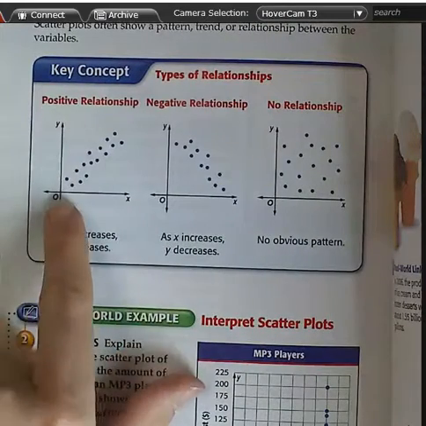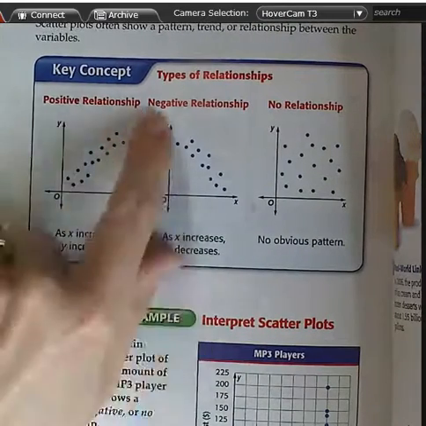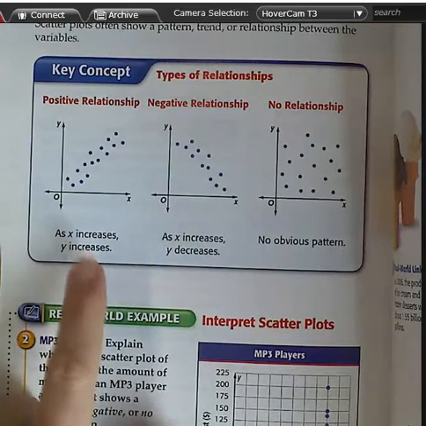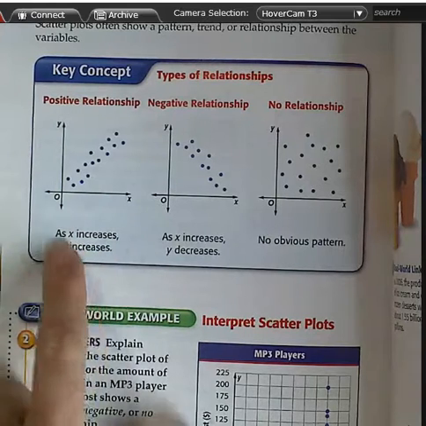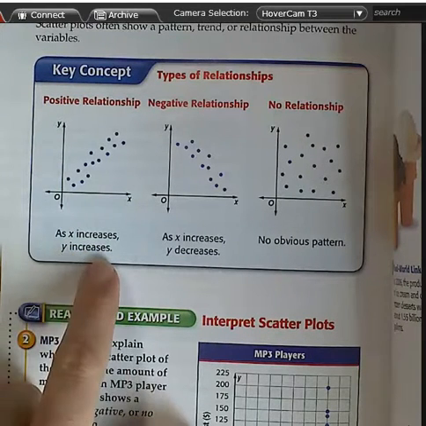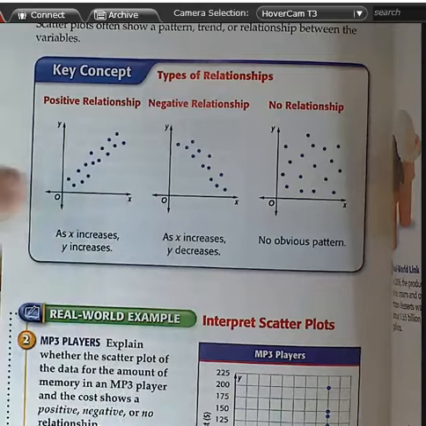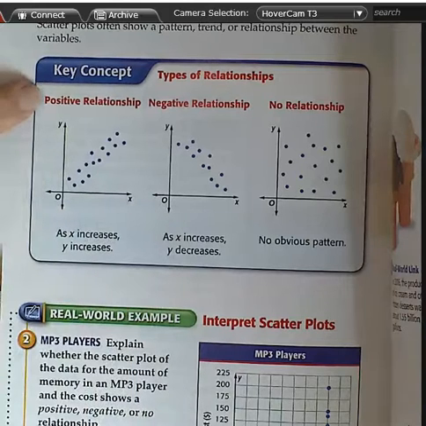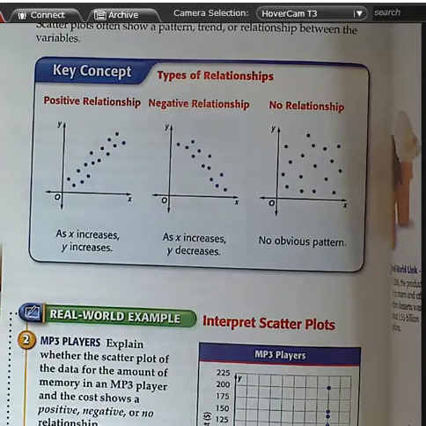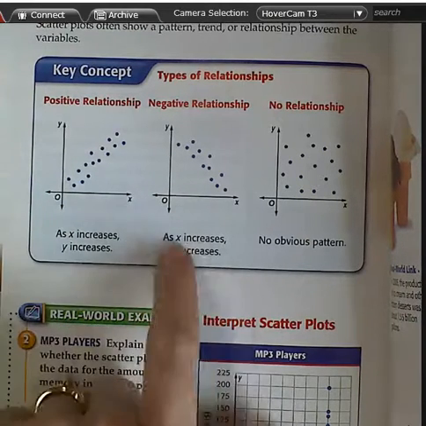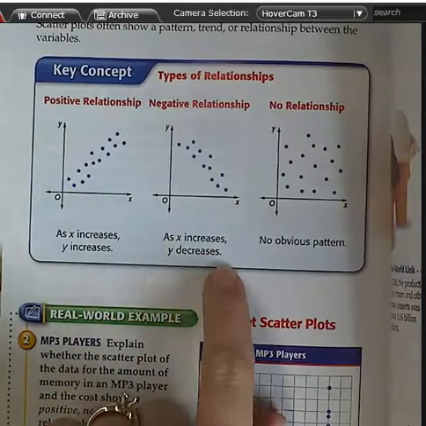I also wanted to talk about the blue box. Positive relationships. We're really good at seeing that it's going up and going down, but it's the verbiage that you need to have for this week. As x increases, y increases. So if this were a distance time graph, as time increases, distance increases. This week you're going to have to plug in your labels. This one would be as time increases, distance decreases.